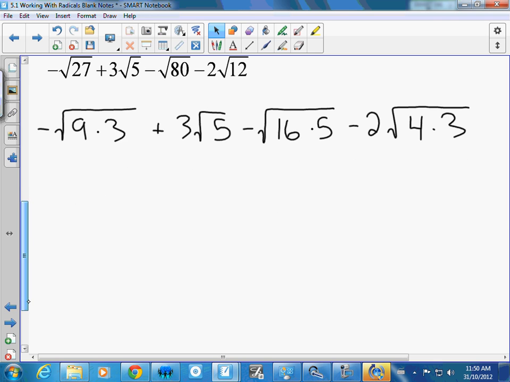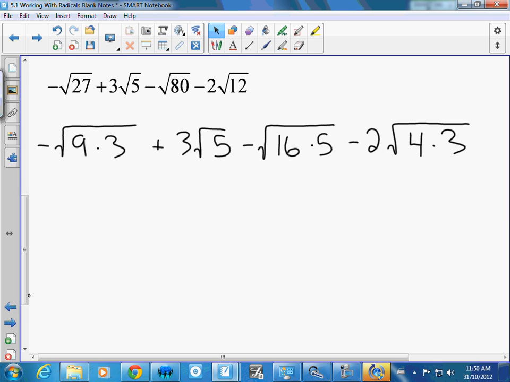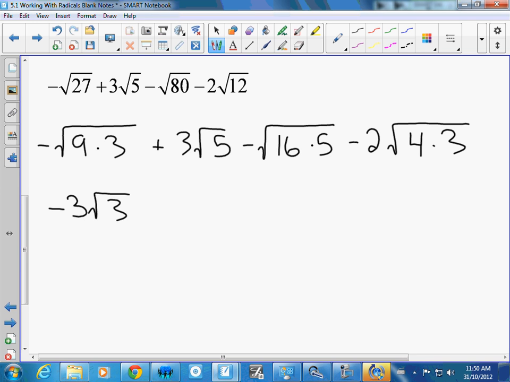Okay, careful. What is the square root of 9? So negative 3 root of, what's left over underneath? 3. All I did was take the square root of 9. Plus 3 root of 5. That doesn't change. Minus, what's the square root of 16? 4 root of 5. That's left over underneath.